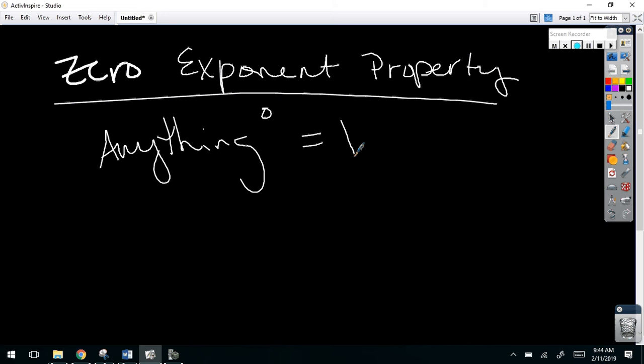Okay? So on your foldable, the zero exponent property, anything to the zero power is 1. Except for 0. 0 to the 0 you can't do, but anything else to the zero power is 1. Really? Yes, really.